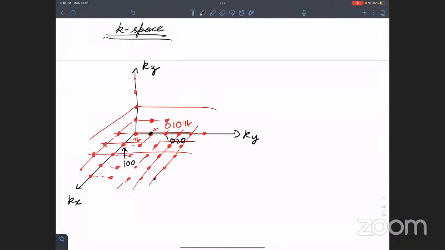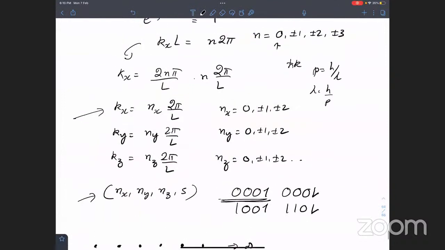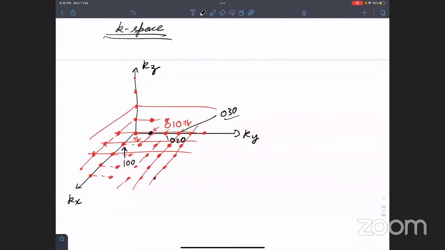Of course, this one will be 0. The distance along the coordinate axis, yes. You got it now? And this is the quantum number only. What is the exact value? The exact value you have to multiply by 2 pi by L. Are you getting it now? Got it? Okay.